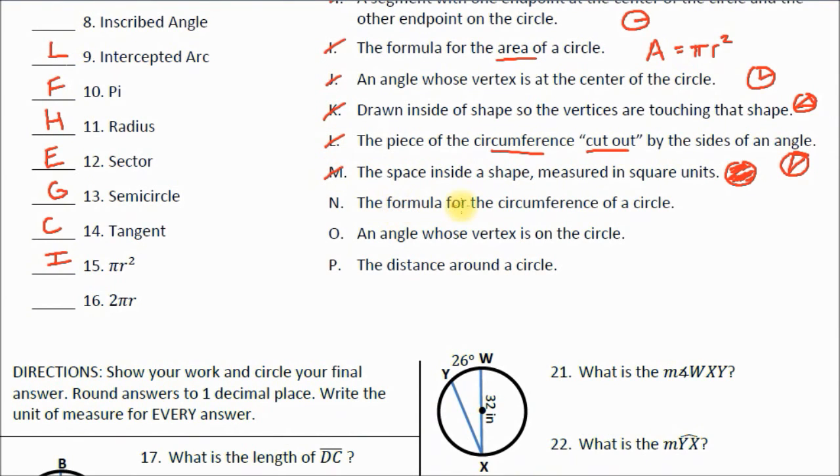Letter N, the formula for the circumference of a circle. Well, circumference is 2 pi r. That is number 16. So 16 is N.